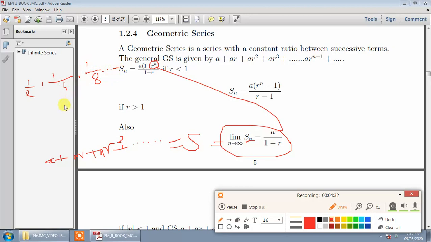Okay, so you will observe that 1 by 4 divided by 1 by 2 is 1 by 2. 1 by 8 divided by 1 by 4 is 1 by 2, and so on. So you will find that the value of r for the above geometric series... Now we should consider geometric series, not geometric progression, so there should be a sum. So r is equal to 1 by 2, and here the value of a is also equal to 1 by 2.